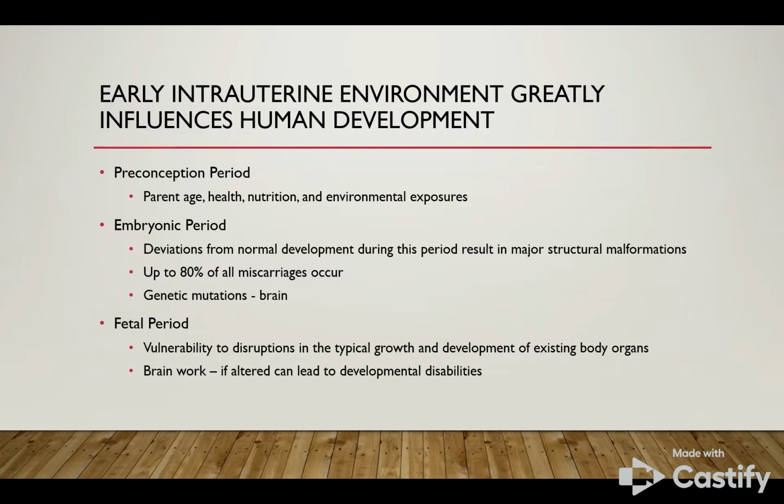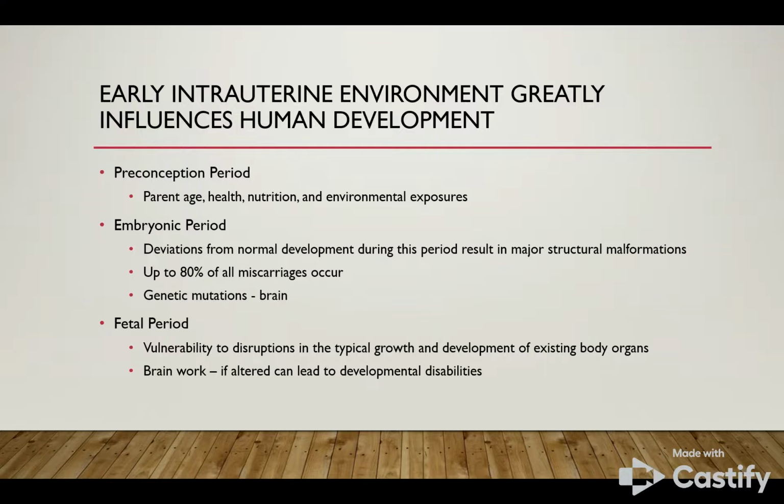If they're exposed to environmental toxins that are not optimal for a successful fetus, then that's going to affect the fetus as it continues to grow. The embryonic period, when it's an embryo before it becomes a fetus, is that kind of ball of cells.